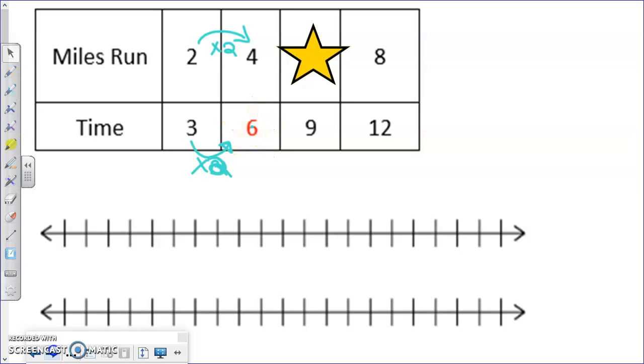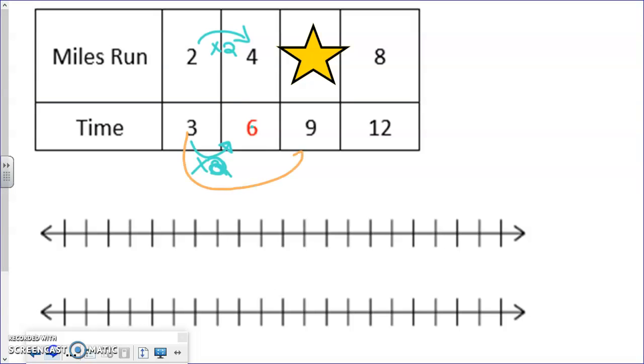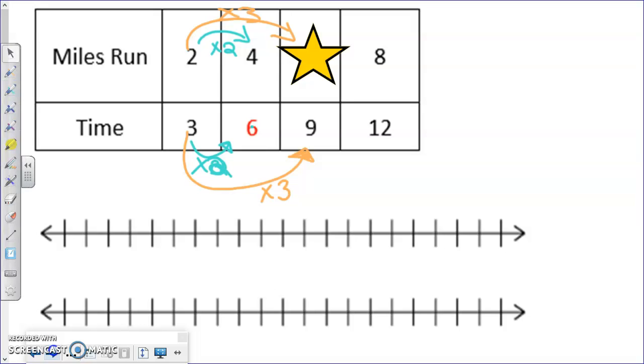6. So now here at the bottom, they give me the extra number. So I need to figure out 3 times what gives me 9. And I know that 3 times 3 gives me 9. So if I do that at the bottom, I'm going to have to do that at the top. And 2 times 3 is going to give me 6.